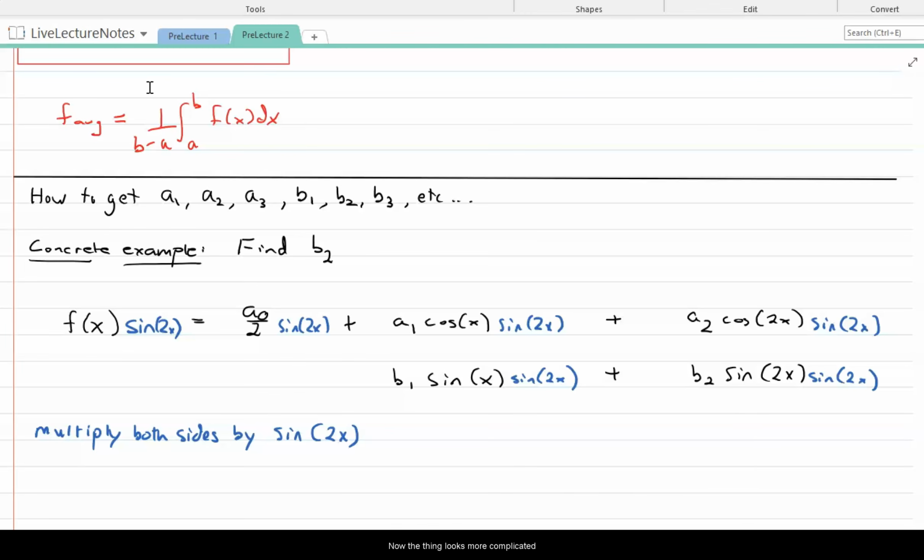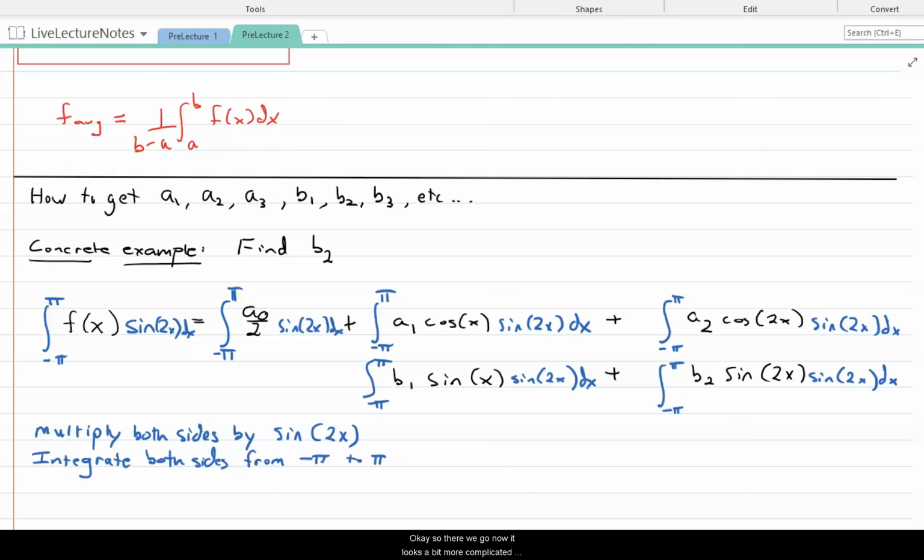Now the thing looks more complicated, but if you're thinking about the orthogonality, the integrals of most of these terms are zeros. So now I'm going to integrate both sides, same as before, from minus pi to pi. So there we go. Now it looks a bit more complicated, but just like before, it turns out that most of these terms are going to be 0.